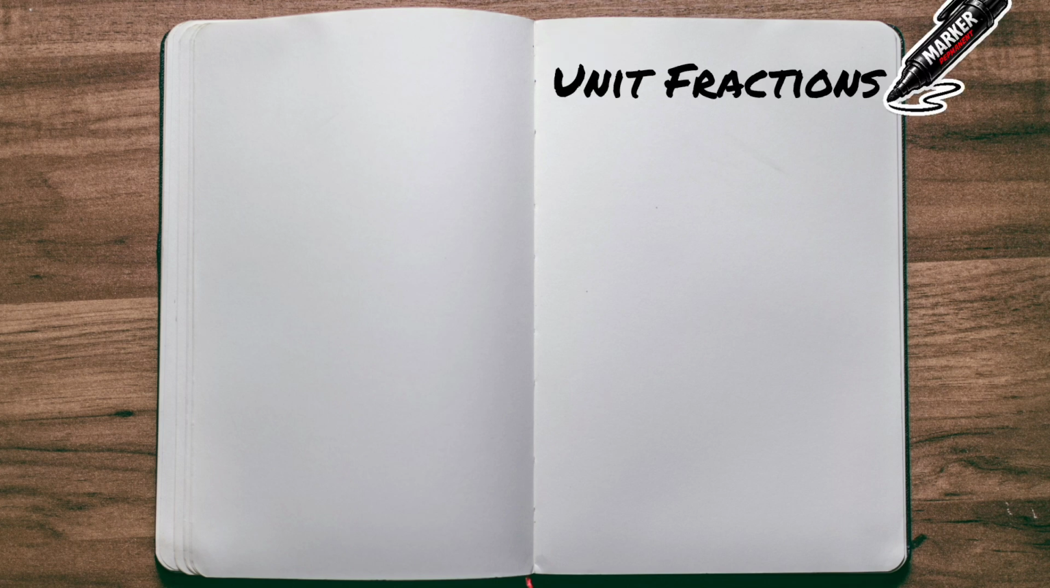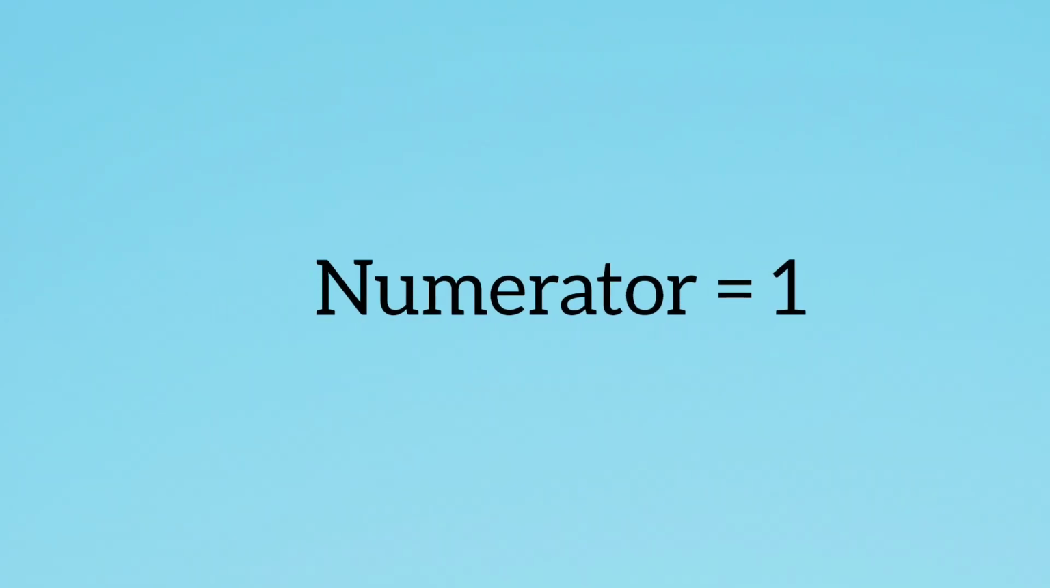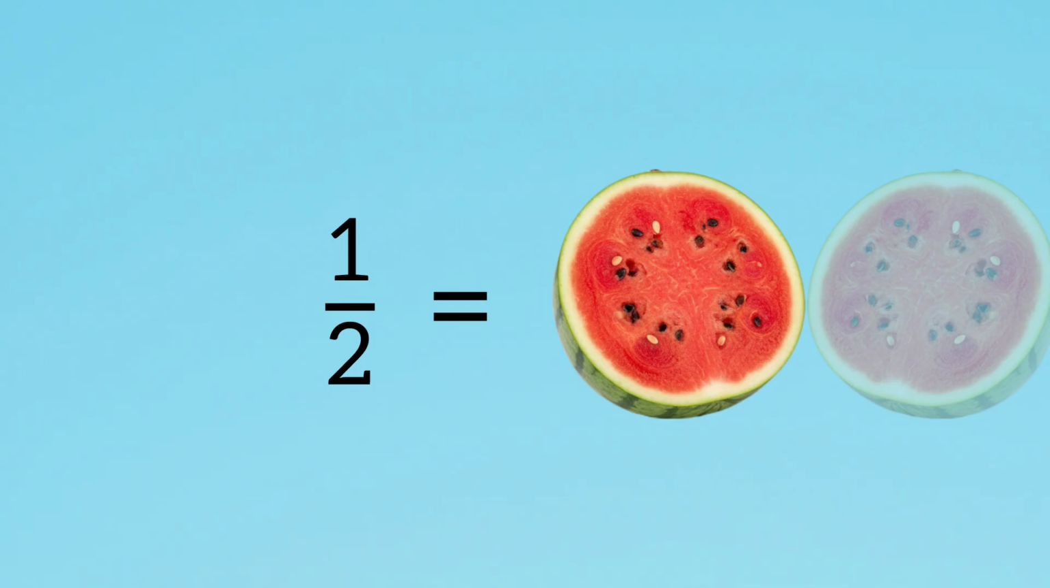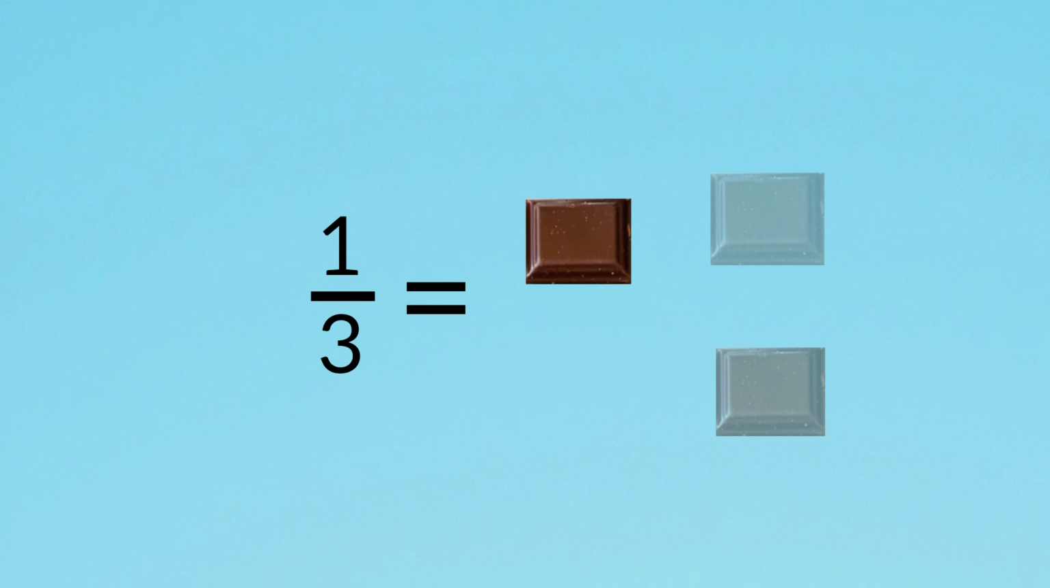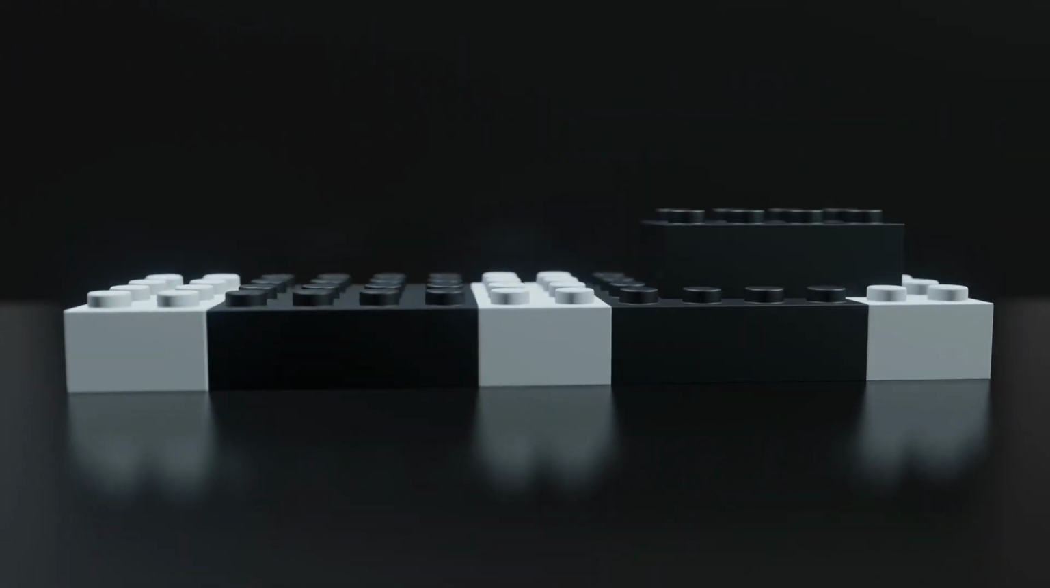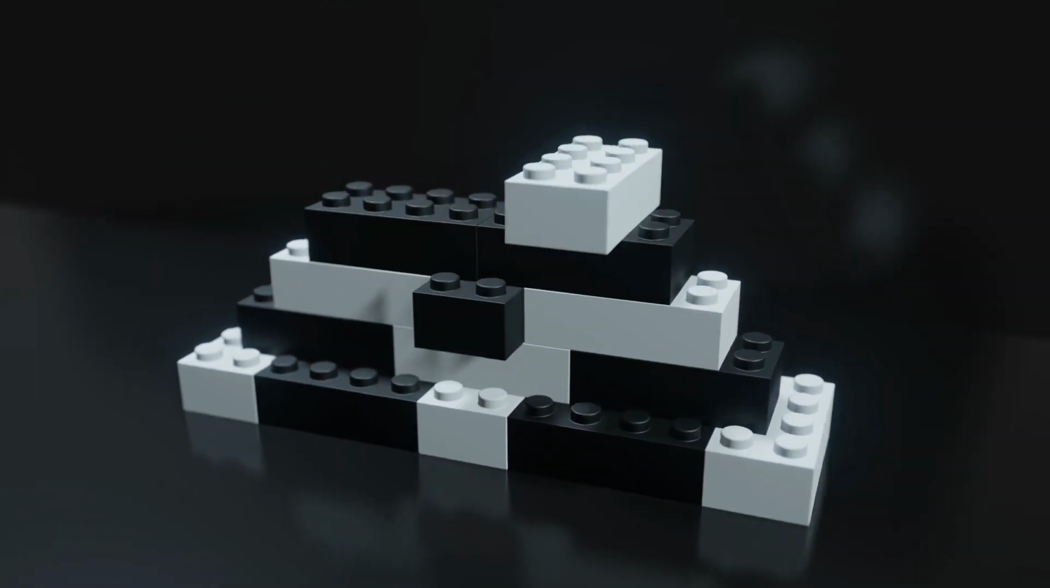There's another special type: unit fractions. These fractions always have 1 on top, which means they represent just one part of the whole. Examples: 1/2 watermelon, 1/3 chocolate, 1/10 of a cake. Unit fractions are the simplest building blocks of all fractions.